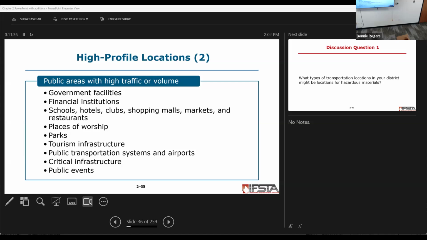Public transportation systems and airports. We hear periodically about subway attacks. Public events, Super Bowl, big sporting events. Concerts. Marathons.